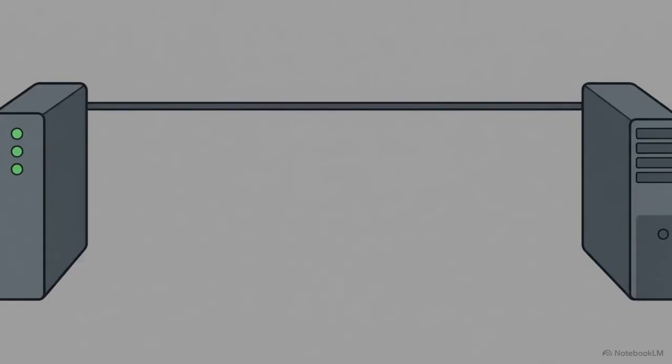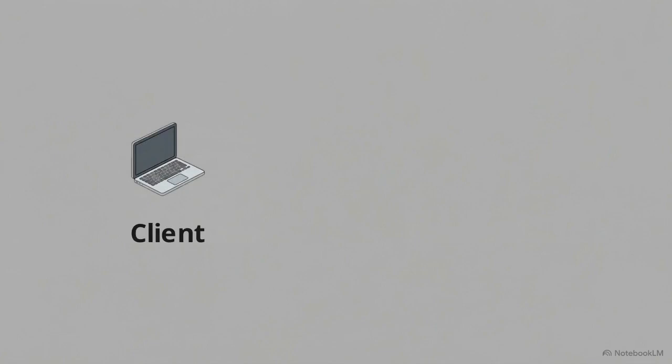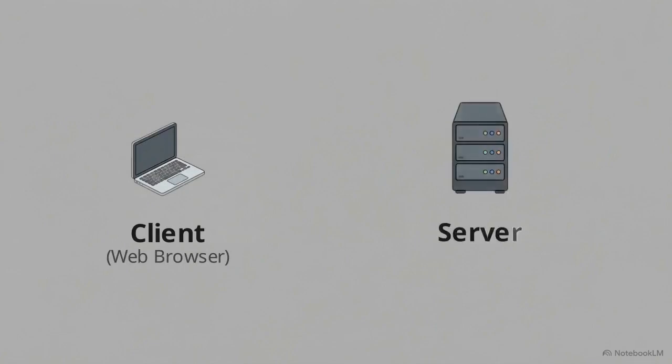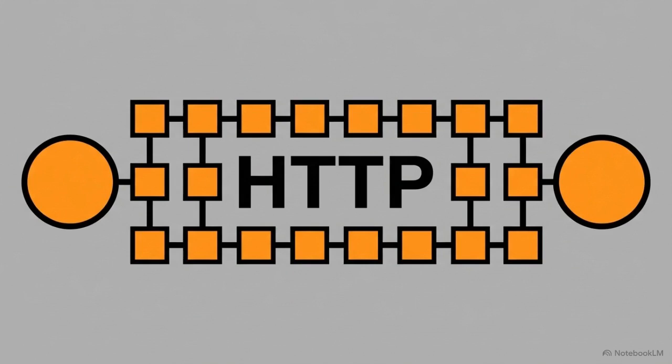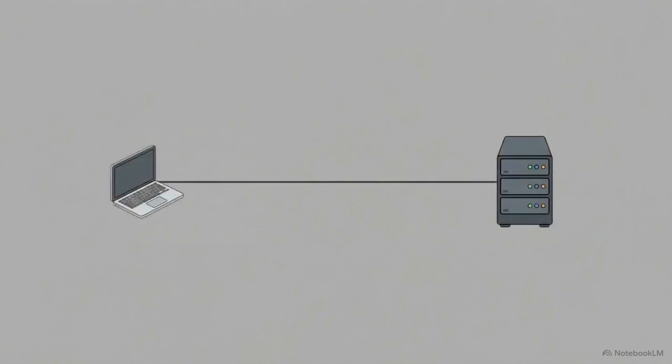Every interaction on the web requires two distinct computers. There is the client, which is the browser running on your laptop, and the server, a distant computer holding the files you want. To talk to each other, these two machines rely on a strict set of rules called HTTP. HTTP, or Hypertext Transfer Protocol, is simply a standardized communication format that ensures both computers understand the request and the response. The journey begins the moment you hit enter.